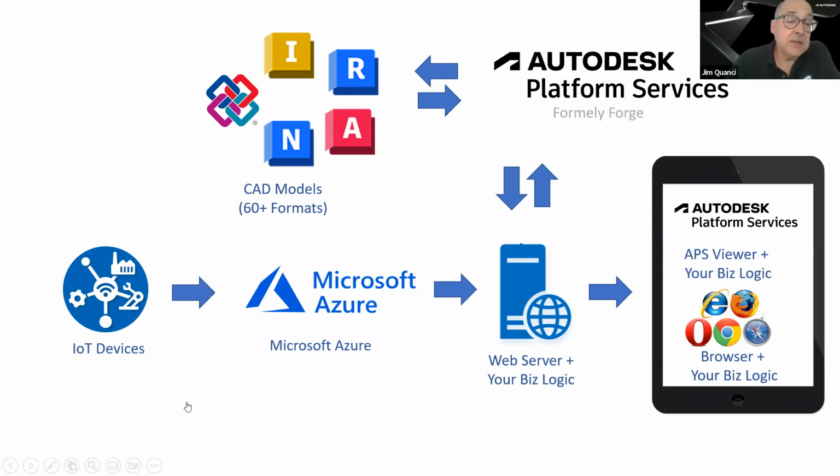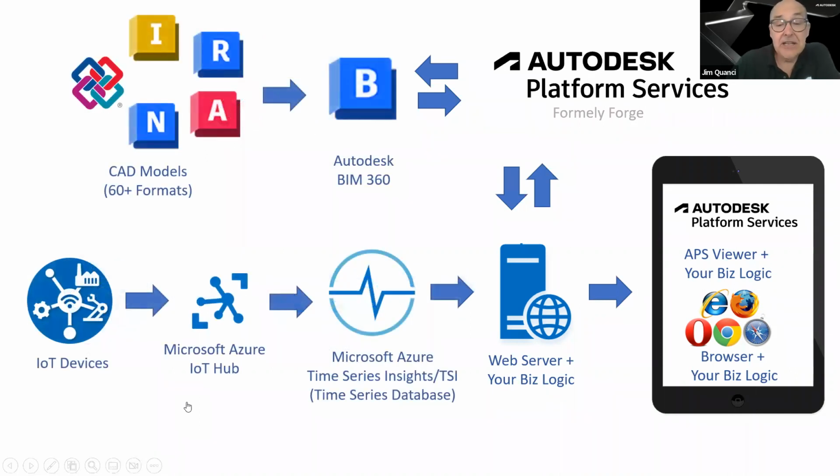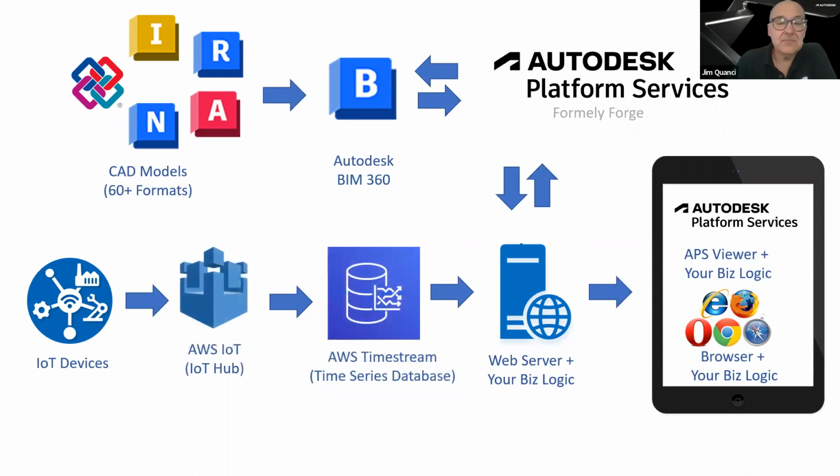But a digital twin typically includes IoT devices where you'll have Azure or maybe AWS. You're going to have an IoT hub. You're going to have a time series database. Again, feeding your web server. Notice that top row again, where APS and really Autodesk supplies technology. You need to manage these CAD models, whether that's using BIM 360, ACC, or just Autodesk Docs. Surprising the number of manufacturers using Autodesk Docs as really simple, easy file management. Again, this could be AWS, their IoT hub, or Timestream, which is their time series database.